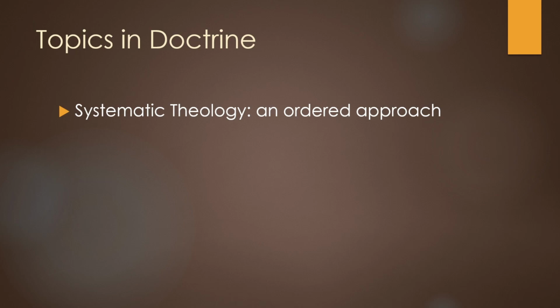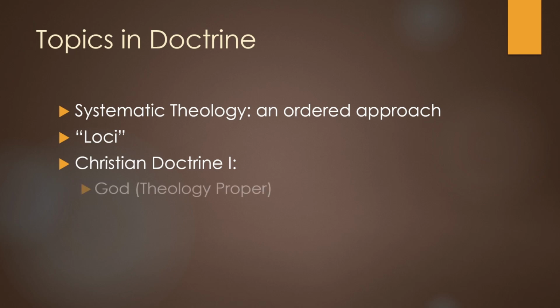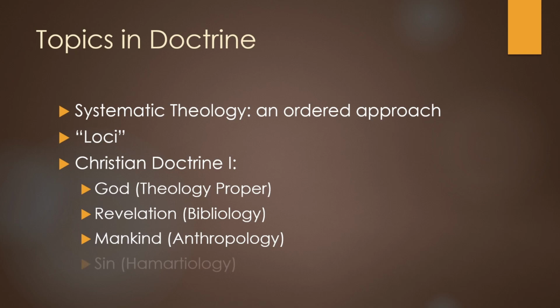The main topics of the Christian faith are ordered around a traditional set of commonplaces or loci that have been a part of the conversation for centuries. These may be found in one order or another in the table of contents of most major systematic theologies. Doctrine I covers topics like who God is, how he has revealed himself, who he created man to be, and how sin affected that.